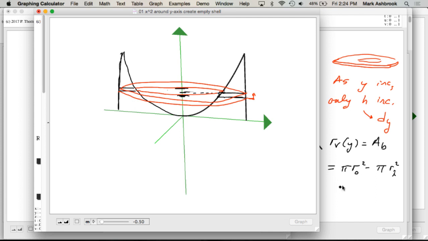Okay, what is the outer radius here? 1. It stays 1 for every single cylinder. Do you see that? The outer radius stays the same for all the cylinders. Okay, what is the inner radius? What is that inner radius from, say, here, blue, here to here?